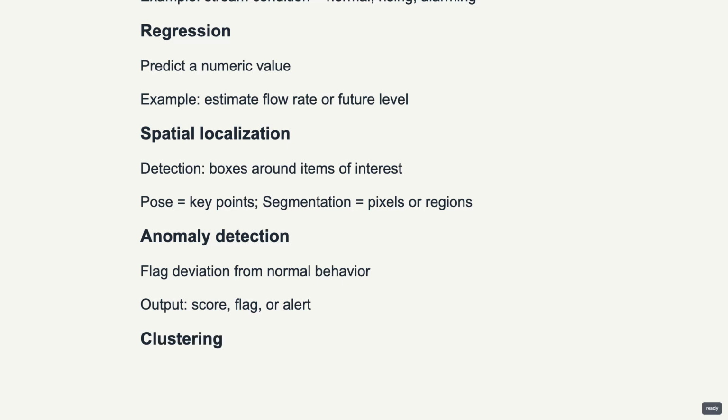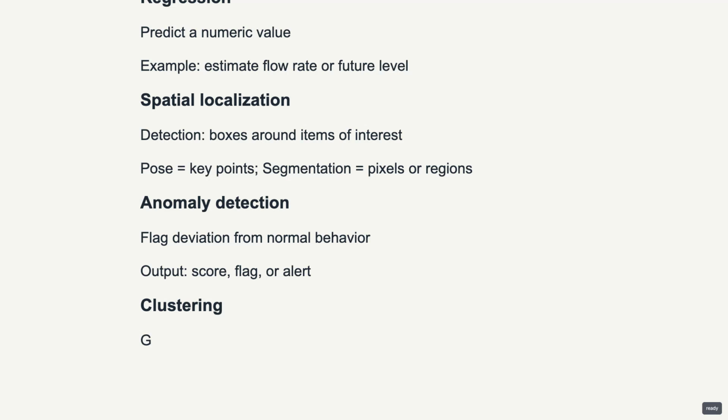Clustering groups inputs by similarity without needing labels in advance. It is useful when the system has to discover structure instead of matching a predefined list of classes. That makes clustering a good fit for local pattern discovery on the edge. The device can organize behavior into groups even before anyone has named those groups by hand.